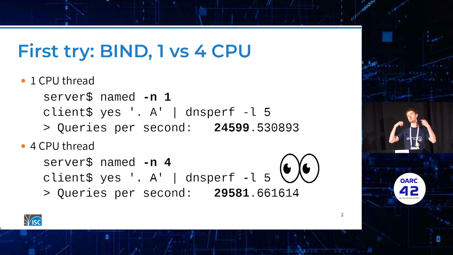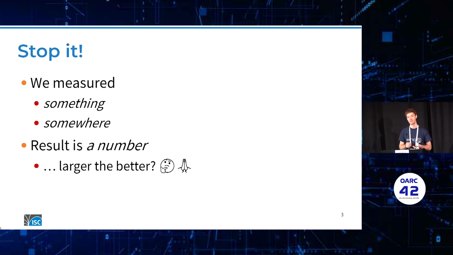Then we repeat the same test, but BIND is running on 4 CPU cores, and we get 29,000. Are we done with the benchmarking?